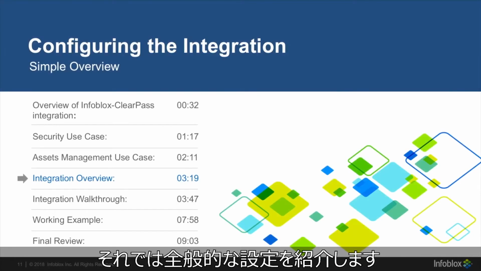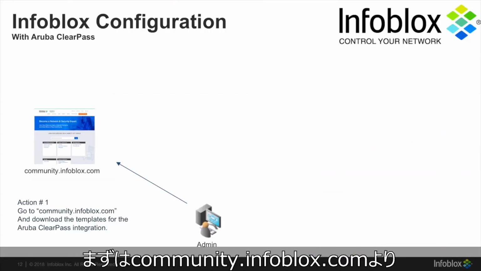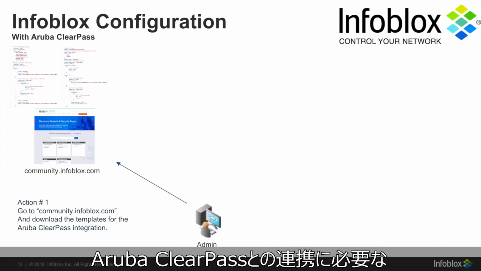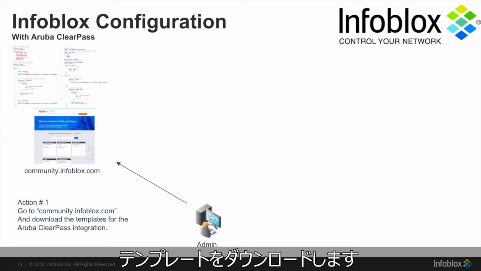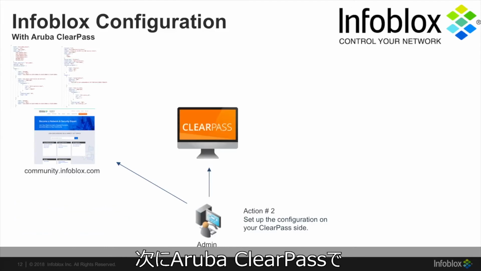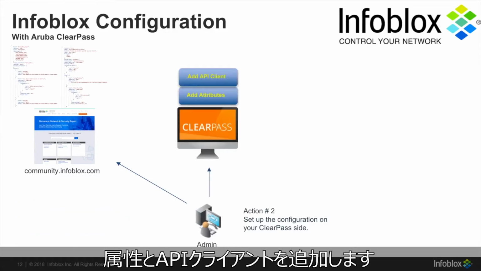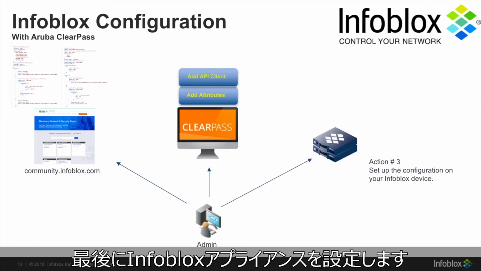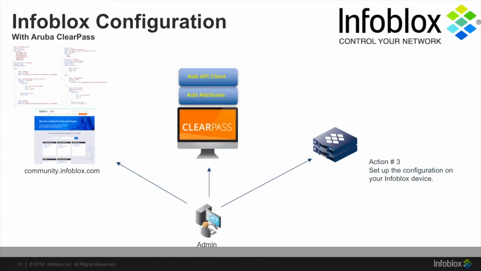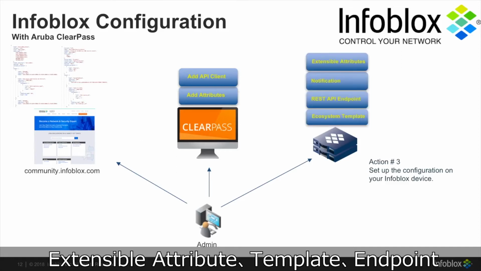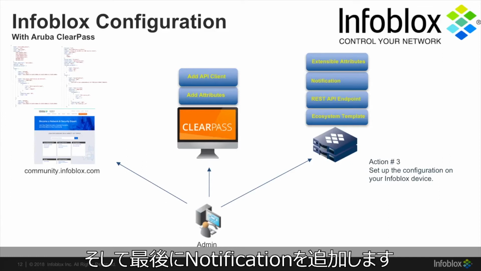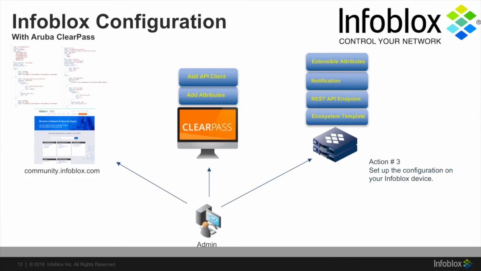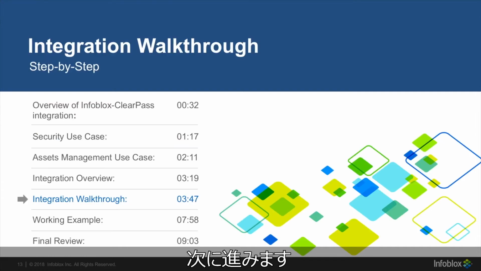Now let's see how to set everything up. First, you want to go to community.infoblox.com and download the templates for the Aruba ClearPass integration. Second, you want to set up your Aruba ClearPass side for the integration by adding attributes and the API client. Finally, you want to set up your Infoblox appliance for the integration. Start by adding some extensible attributes, then adding the templates, adding the endpoint, and then finally adding the notifications. Now let me show you how to set everything up.